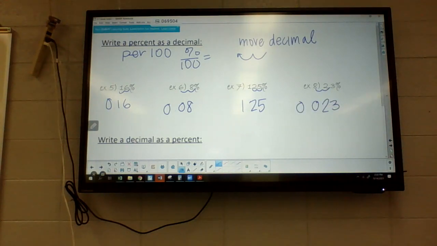Okay. So percent to decimal, we're essentially dividing by 100.